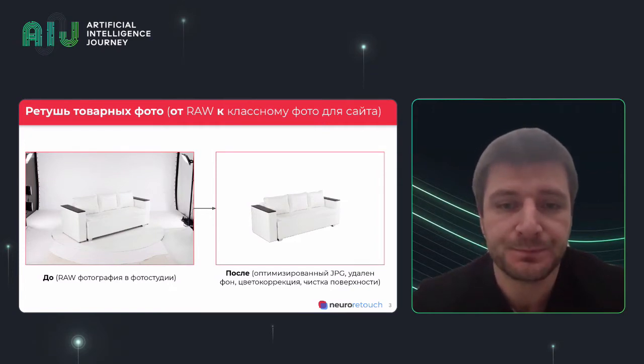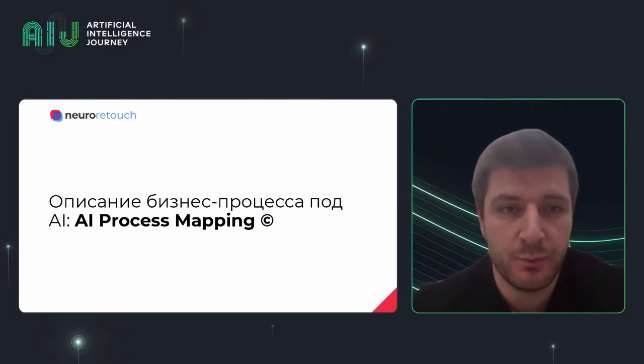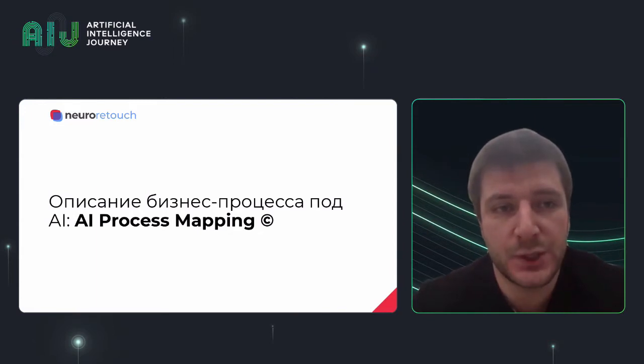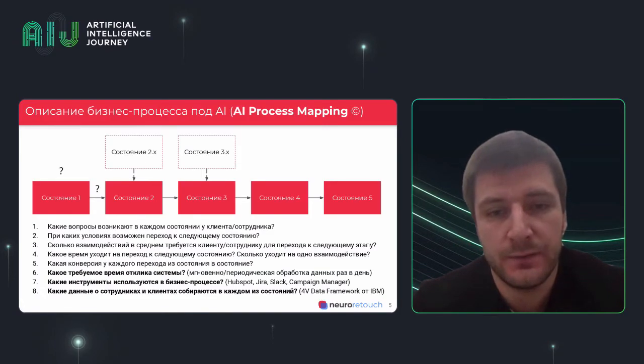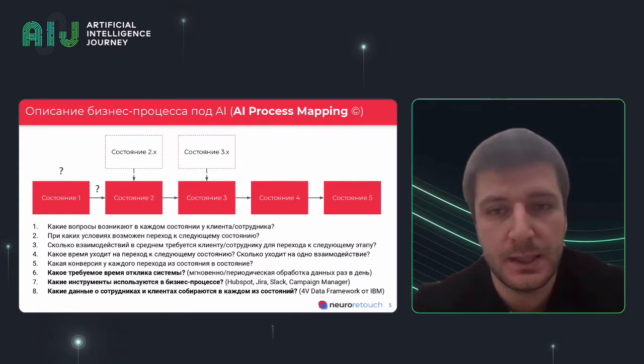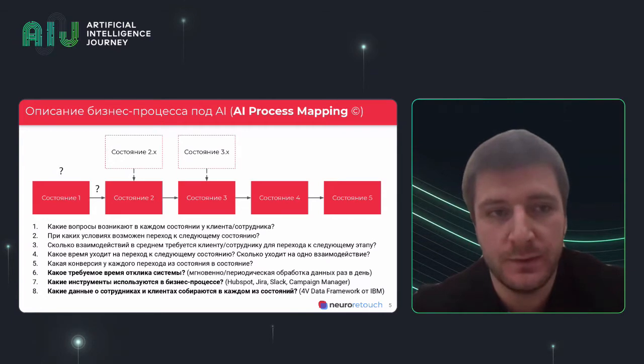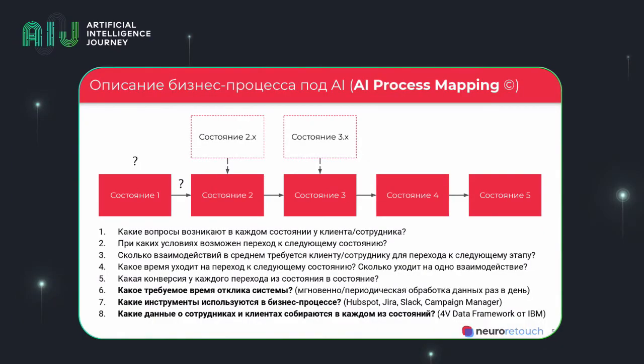Image processing is completely manual, but we decided to develop an IT tool for automating that. Well, first of all, we use the AI process mapping framework to describe this business process. So, first of all, we describe the state, the conditions for transitioning from one state to another, and identifying the entry points, and to answer all those questions which are listed now in the slide.